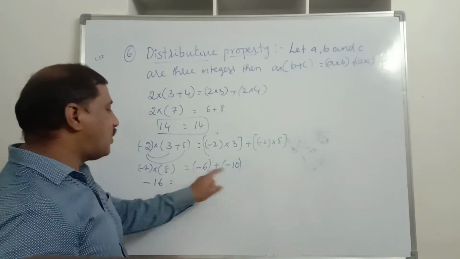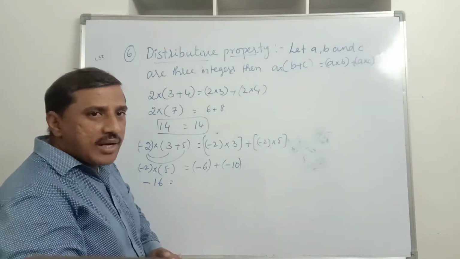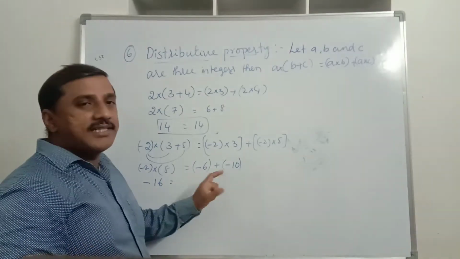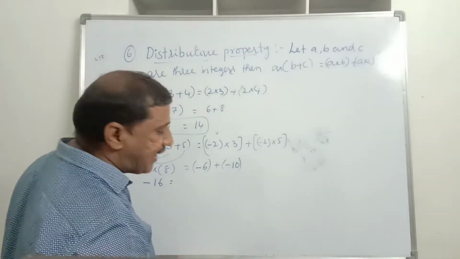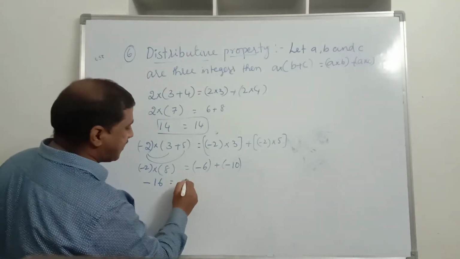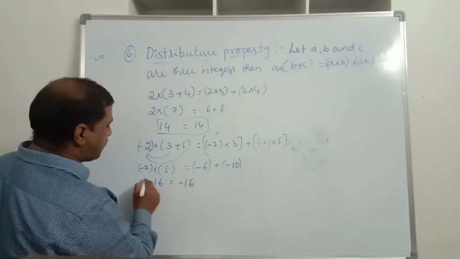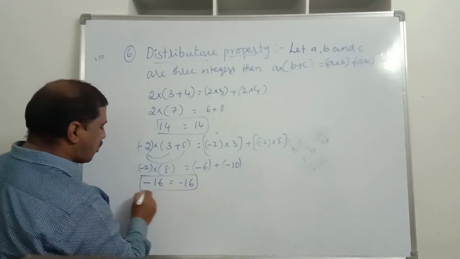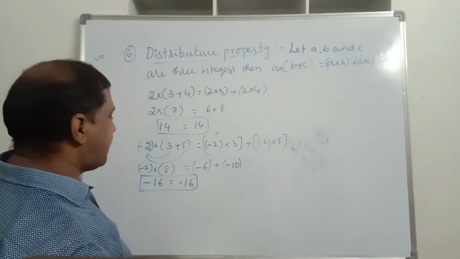Now we are adding two negative integers. How do we add two negative integers? Add the numbers and put the common sign, that is the minus sign. 10 plus 6 it is 16, and the common sign is minus. So what we got on both the sides, the products are minus 16 and minus 16.